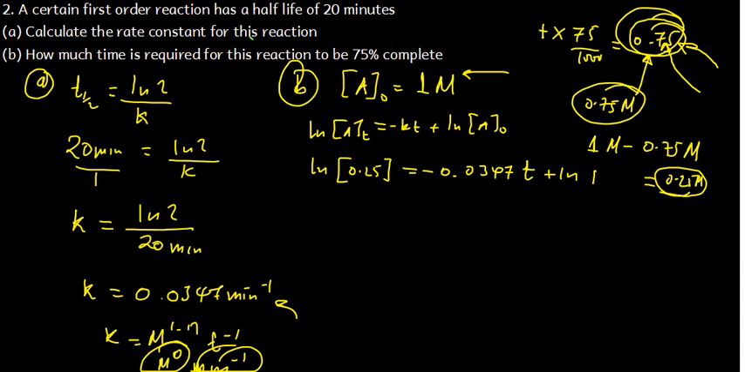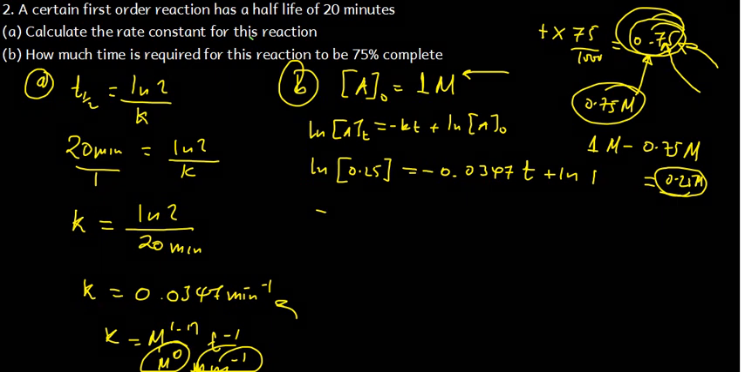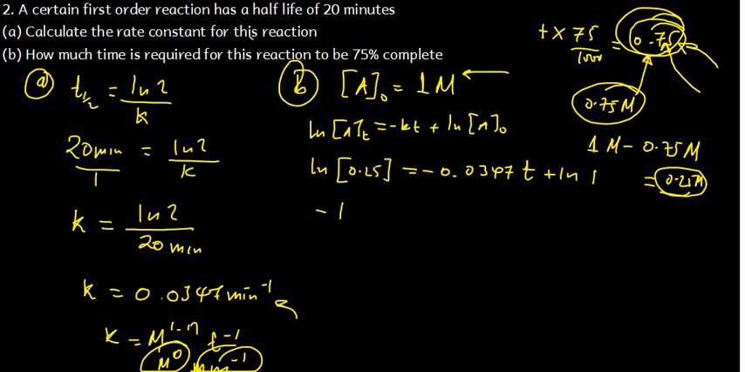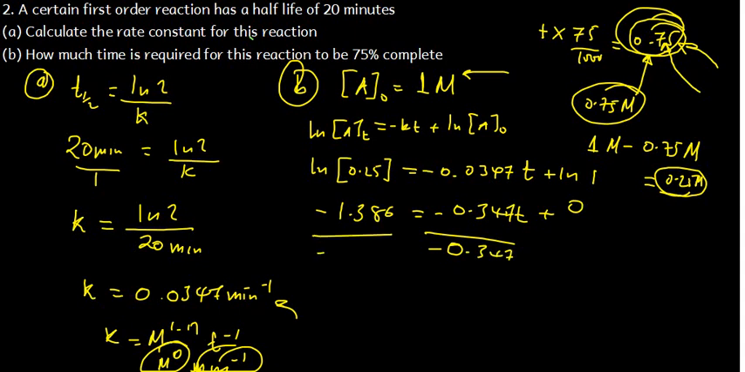So natural log of 0.25 is negative 1.386, and that is supposed to be equal to negative 0.0347t, plus natural log of 1, which is 0. So if we want to have time, we divide both sides by negative 0.0347, not natural log. And so time is going to give us this, and this cancels. Negative 1.386 divided by negative 0.0347.